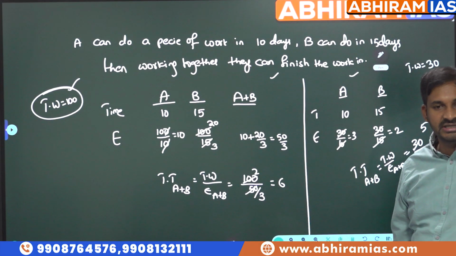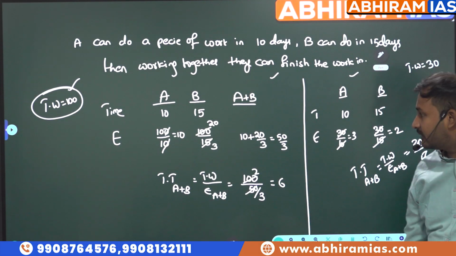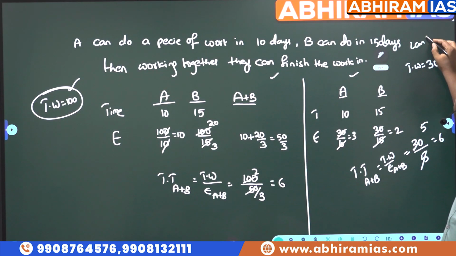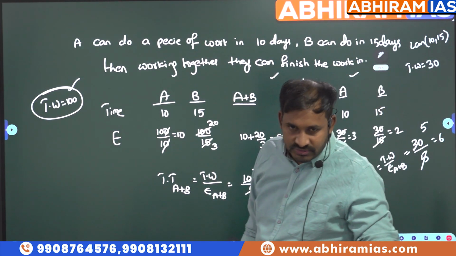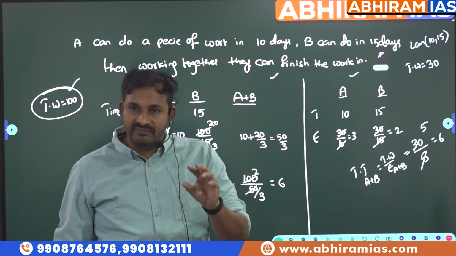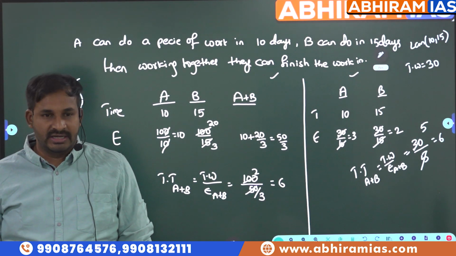So that is the reason, just for calculation sake, we will take the total work as the LCM of the given times. LCM of 10 and 15 is 30. Just for calculation sake, there is no reason or anything behind that. We will take our total work as the LCM of given times.